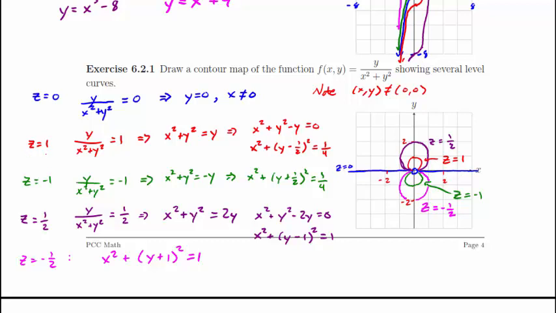Now if z equals 1, we get y over x squared plus y squared equals 1. This implies that x squared plus y squared equals y, implies that x squared plus y squared minus y equals 0. If I complete the square here, I get x squared plus (y minus 1/2) squared equals 1/4. I'll just add in a quick descriptor here.